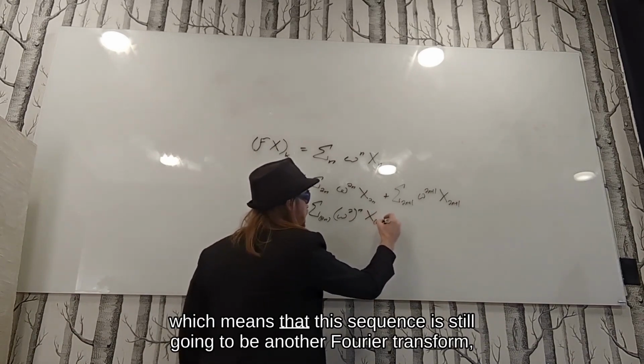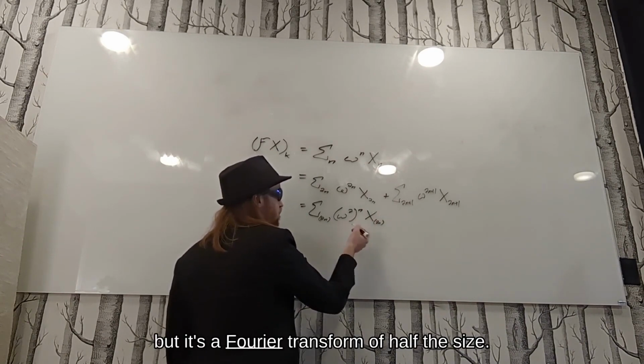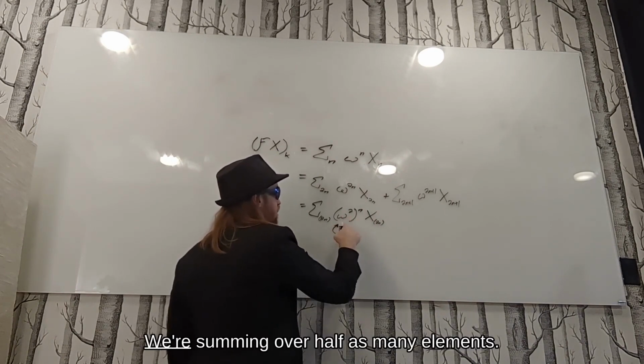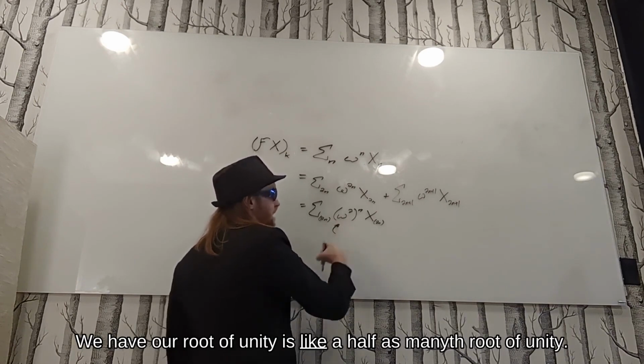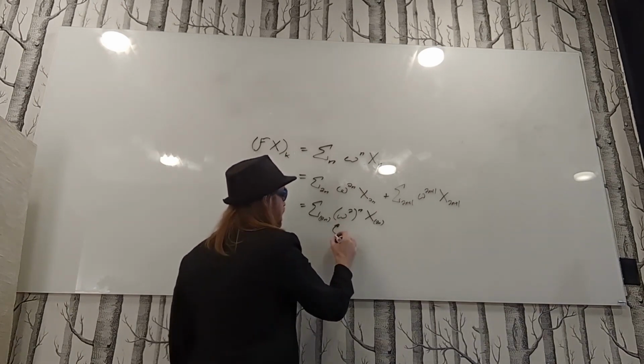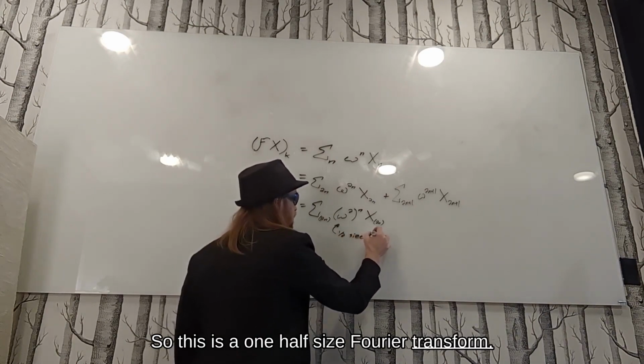Which means that this sequence is still going to be another Fourier transform, but it's a Fourier transform of half the size. So we're summing over half as many elements. We have our root of unity, which is like a half-as-many-th root of unity. So this is a half-size Fourier transform.